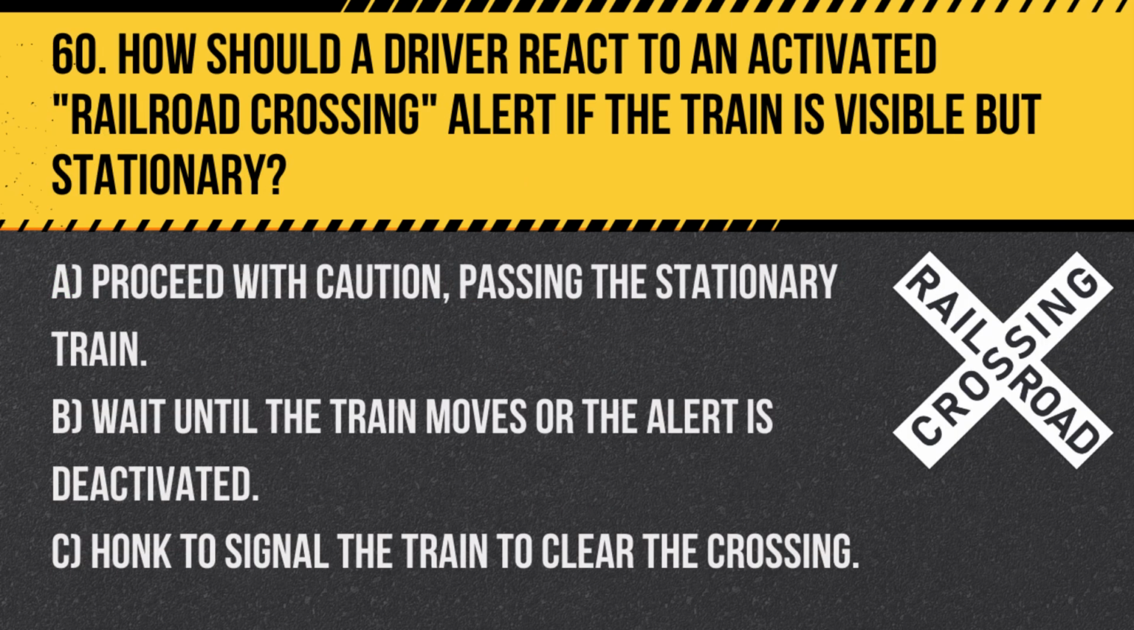Question 60. How should a driver react to an activated railroad crossing alert if the train is visible but stationary? A. Proceed with caution, passing the stationary train. B. Wait until the train moves or the alert is deactivated. C. Honk to signal the train to clear the crossing.